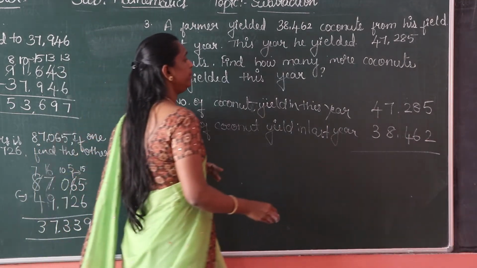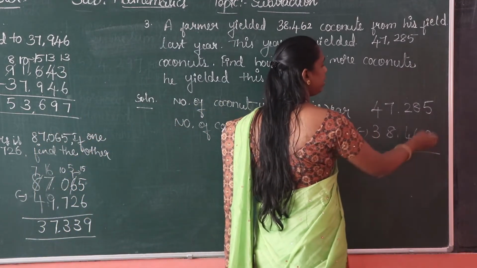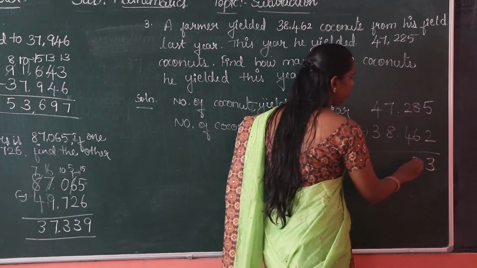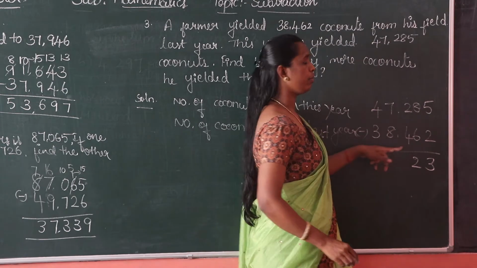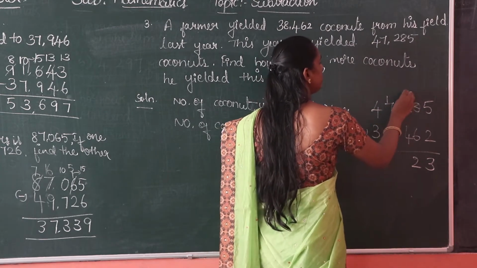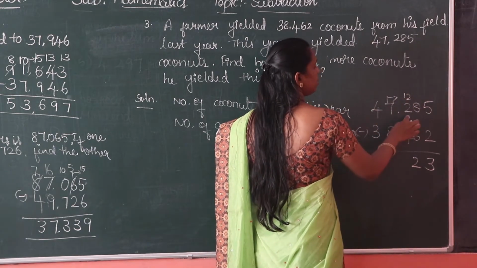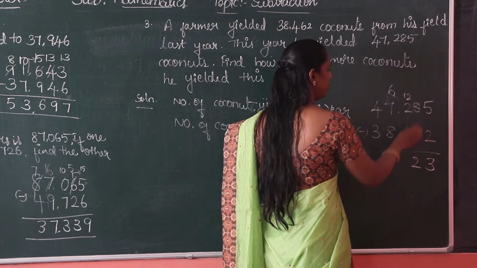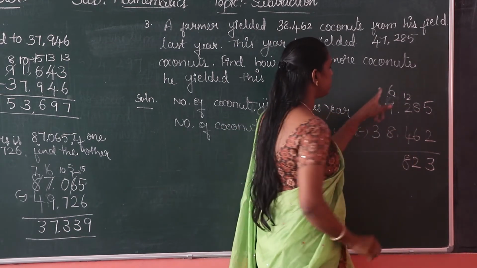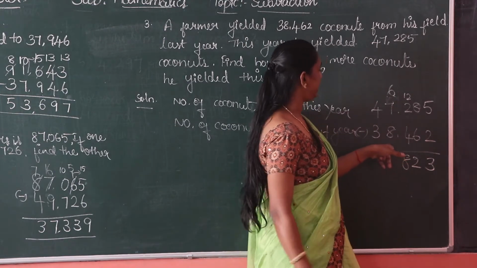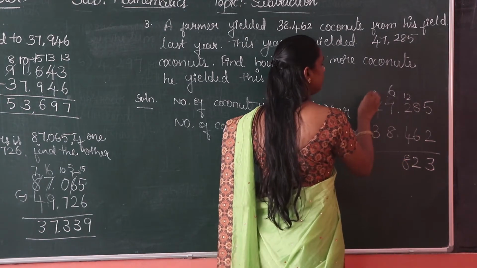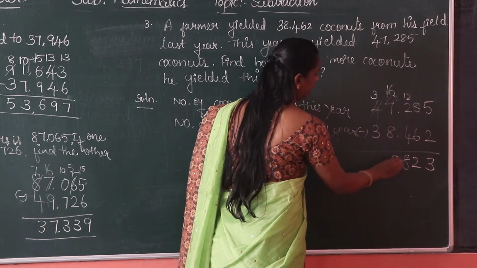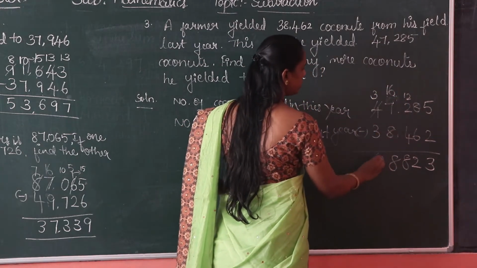So we have to do the subtraction here. 5 minus 2, 3. 8 minus 6, 2. 2 minus 4, it is not possible. Take borrow from here. So this becomes 12, this becomes 6. 12 minus 4, 8. This 6 minus 8, it is not possible. Take borrow from 10,000s, this becomes 16. 16 minus 8, 8. This 3 minus 3, 0.